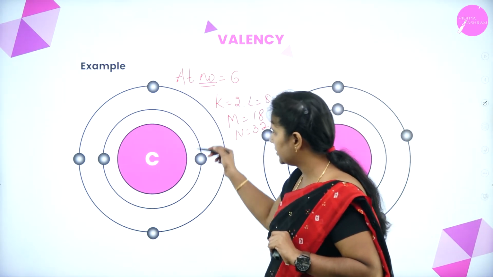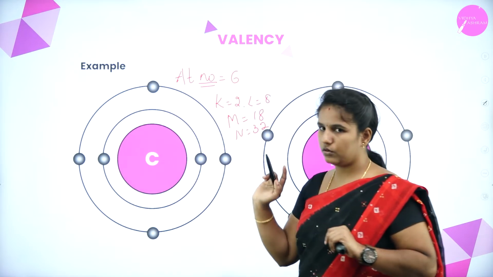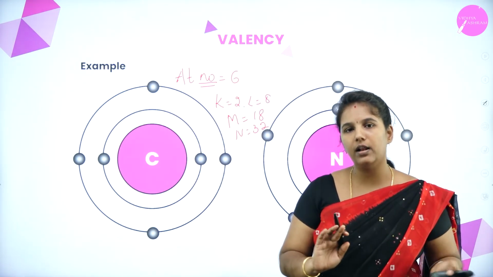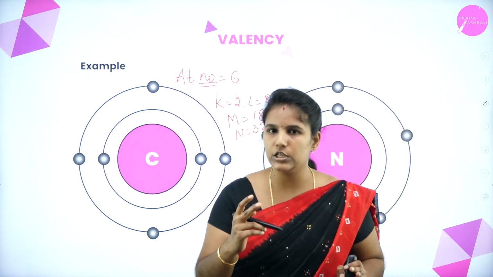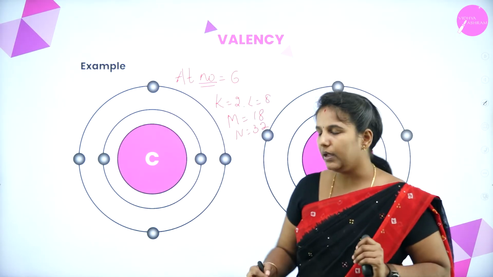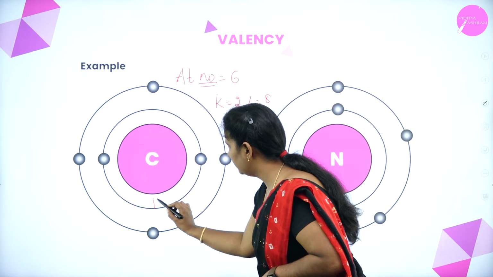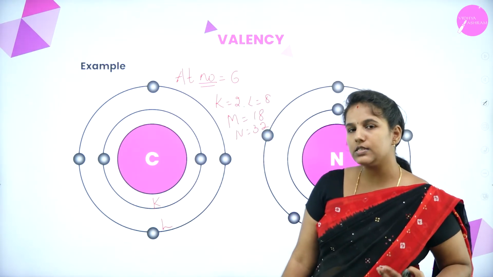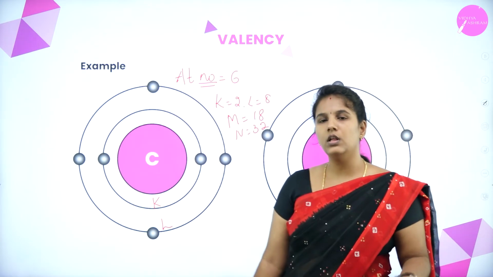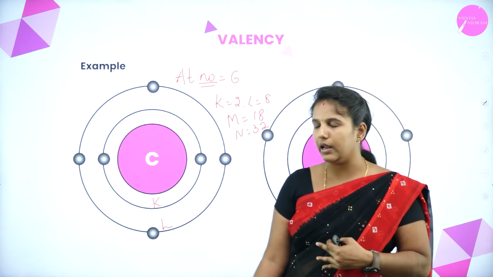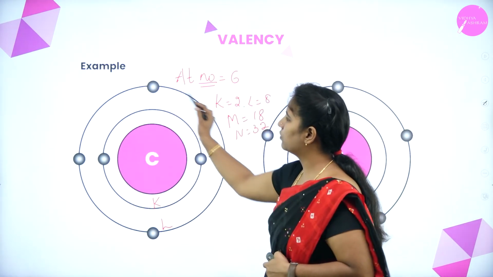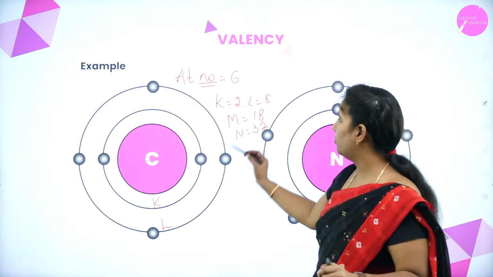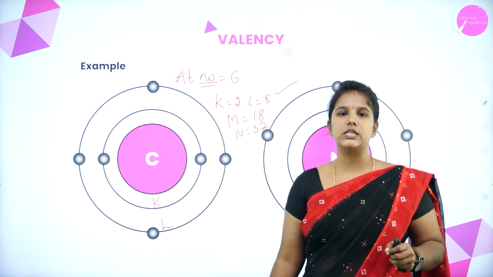First I will write the K shell and I have filled 2 electrons. Why do I have to fill only 2 electrons? Because the K shell can accommodate only 2 electrons. Coming to the next one, this is the K shell. Next is the L shell. So how many electrons are remaining? Out of 6, 4 electrons are remaining. So I will fill these 4 electrons in the next L shell because the L shell can accommodate 8 electrons.